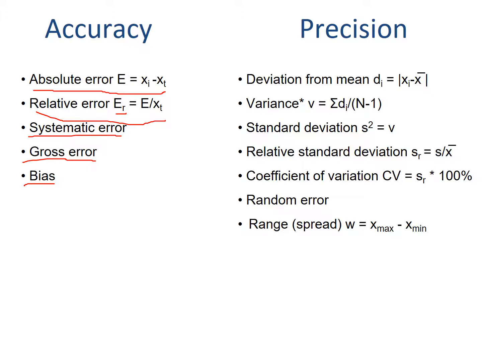Now we can also have things that affect the precision. One of the concepts related to precision is the deviation from the mean. That's for an individual measurement. We compare that to the mean, and the larger the absolute value of the difference is, the larger that deviation is. We use that deviation in turn to define a concept called variance. Variance is going to be equal to the sum of all deviations for all values in a sample divided by n minus 1, where n is the number of samples.